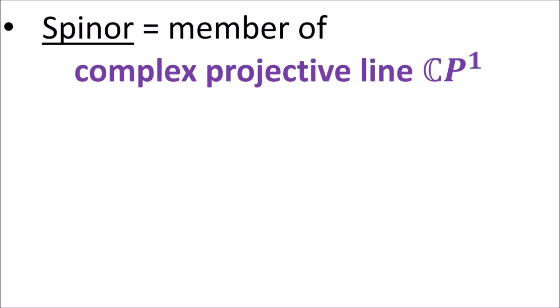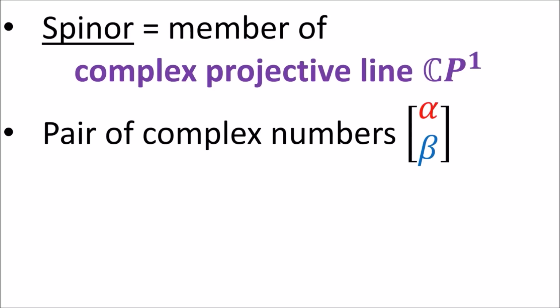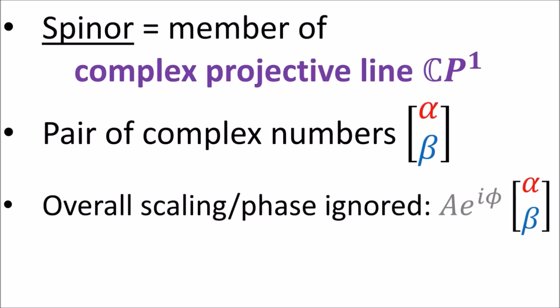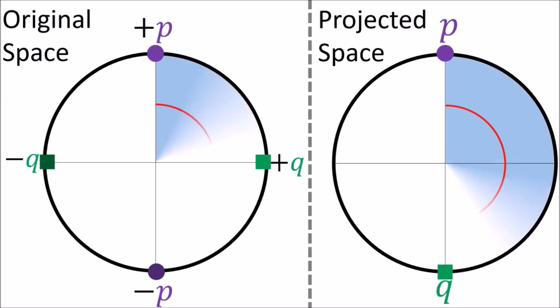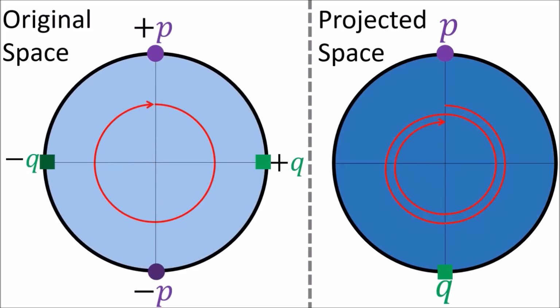So we now have a good mathematical description of what a spinor is. It's a member of the complex projective line. In other words, it's a pair of complex numbers that have been projected so that the overall scaling and overall phase factor doesn't matter. It's only the ratio of the two components that matter. The result of this projection is that a single rotation in the original space before projection results in 2 full rotations in the space after the projection.